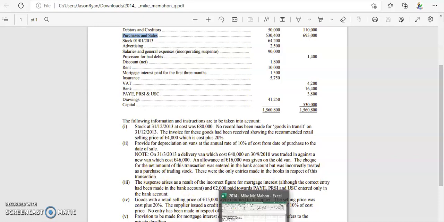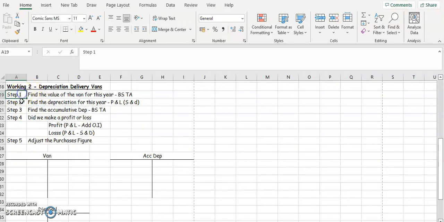So when we do this transaction, there's 5 steps involved in it. So the first step is find the value of the vans for this year. So that's going to be the value of the vans we have in the profit in the trading account. Add on the new van that we bought, take away the old van. Find the depreciation for the van for this year, for all the vans for this year. That's going to go into your profit and loss and your selling distribution. Then find the cumulative depreciation. That's going to go into your balance sheet as a trading asset or a tangible asset.